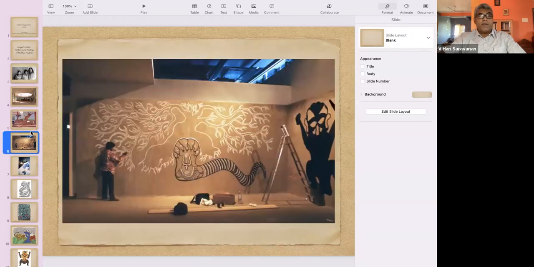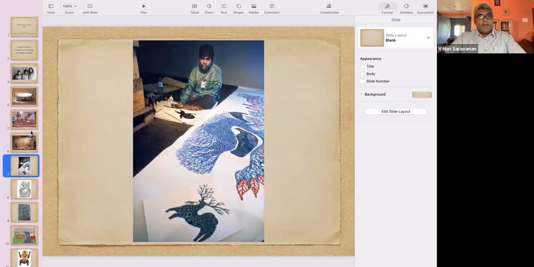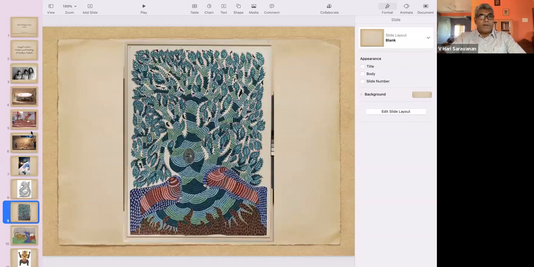Later on, Jangarh Singh Shyam was invited to various art galleries across the globe. And here is one of the murals he's painting in one of the museum art galleries in Paris. And here is one of his last photographs in the Mithila Museum in Japan. There is a tragic story related to Jangarh Singh Shyam, which I'll come to later. So here you could see some of his artworks.